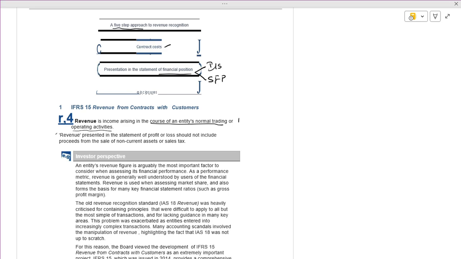When we are talking in terms of income, you will have it from two different sources. We have the revenue from the operating activities, the core activity. And there will also be income from non-operating activities.